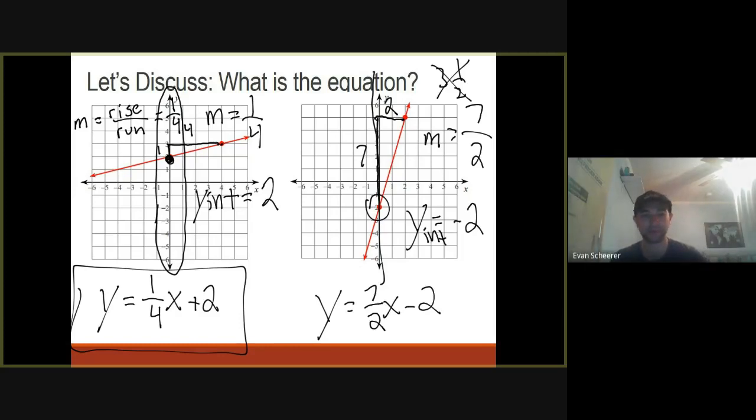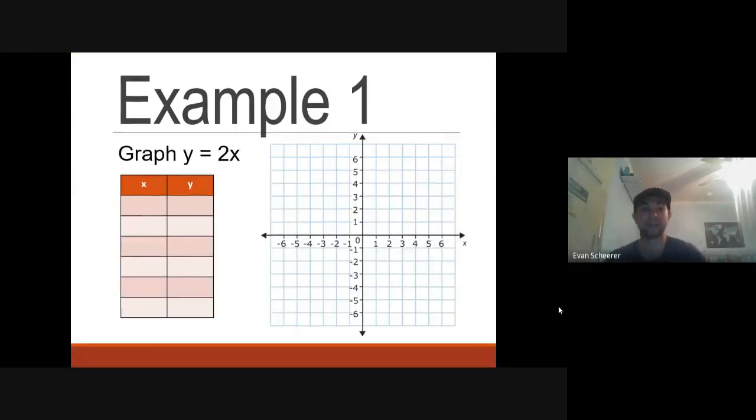And again, we're not really doing this today. We're just going to be graphing them. We're actually going to move opposite. We're going to be given these two equations, and we're going to create the graph. So let's move to our next slide, example 1. Like I said, we're just graphing. So we're going to graph y equals 2x.